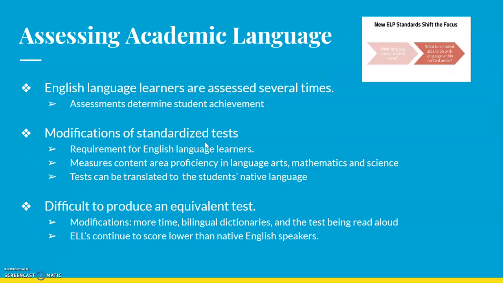Assessing academic language is difficult for ELLs because ELL students are assessed more than native English speakers. ELL students are required to take standardized tests that measure content area proficiency in language arts, mathematics, and science. The tests can be modified to help ELL students, such as with translations. They could also be given more time on the test, or they could use bilingual dictionaries.